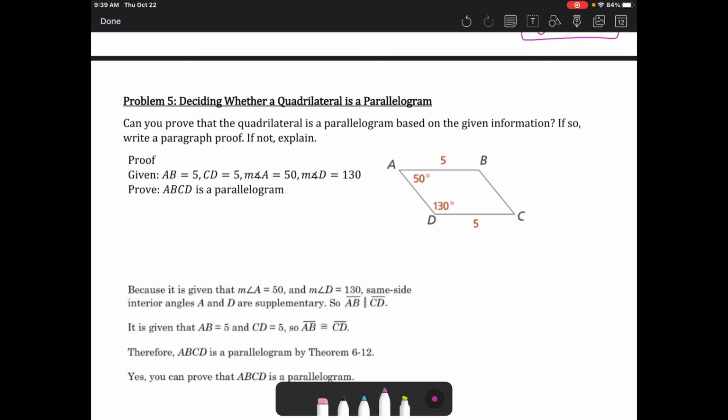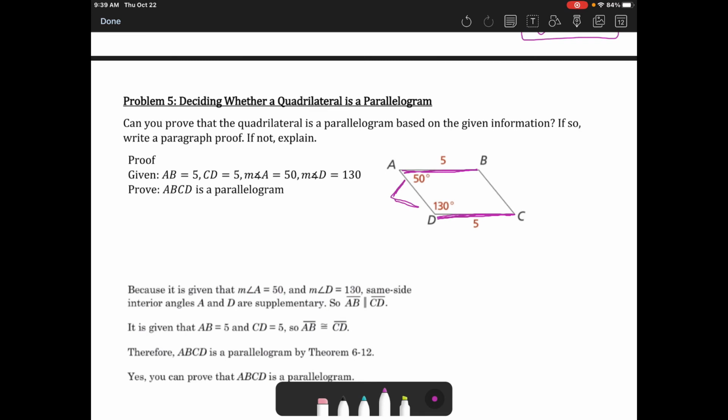So, can you prove that the quadrilateral is a parallelogram based on the given information? If so, write a paragraph proof, and if not, explain. So, AB is 5, and DC is 5. So, these opposite sides are congruent. The measure of angle A is 50, and the measure of angle D is 130. So, if it is a parallelogram, recall that consecutive angles have a sum of 180.